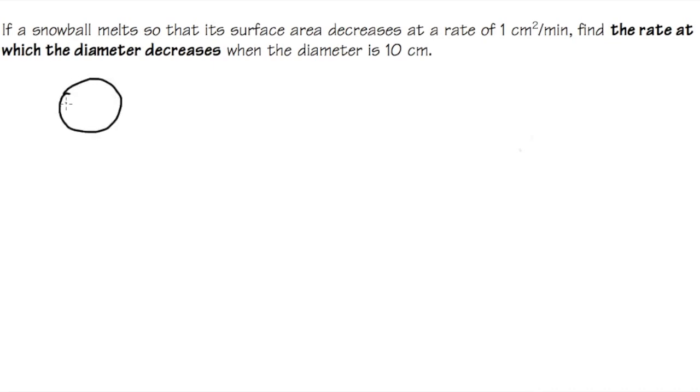So at first you have a ball like this, okay? So this is actually a 3D version of the ball. And then it's melting, so after a while, it's going to be smaller and smaller, like this. And we are talking about the surface area. Now let's do some labeling.